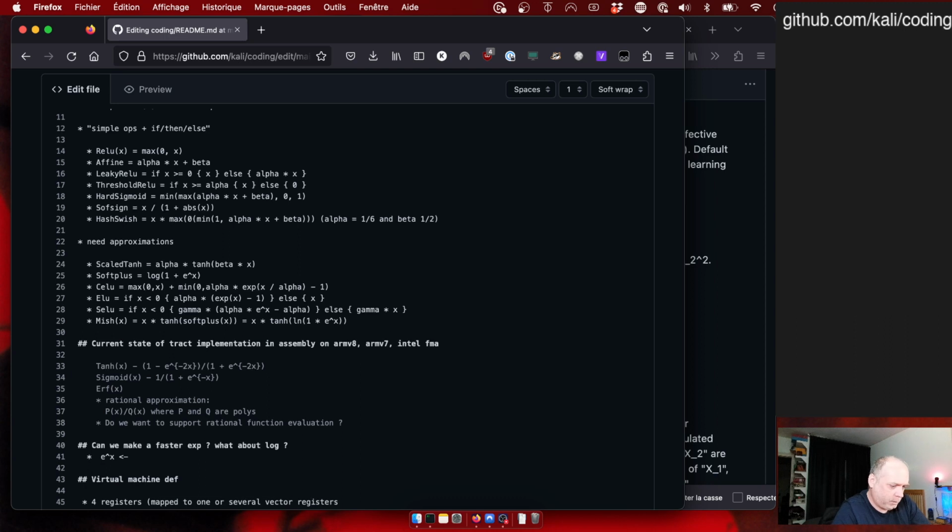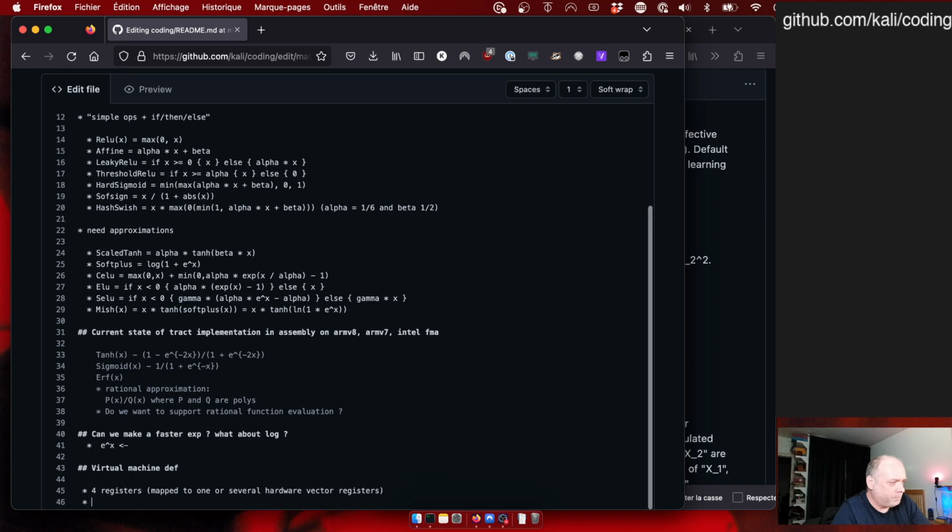One or several hardware registers. For instance, I'm thinking of ARMv8. We could take 4 times 4, so 4, 1, so 1 register, maybe 4 NEON registers. So that would mean 16 F32 values. And that's 4 times 4 F32 values, or 4 times 8 F16 values.